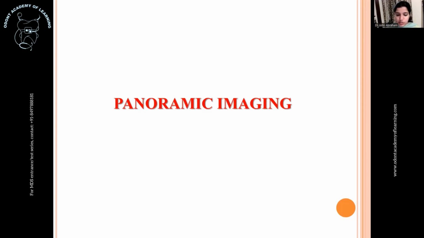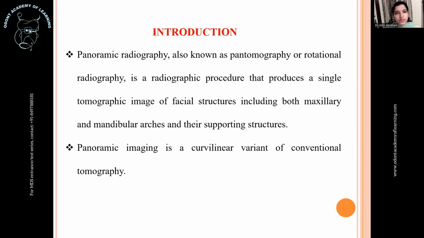a panoramic imaging. So what is panoramic radiography? It is otherwise known as panoramography or rotational radiography. It is a radiographic procedure that produces a single tomographic image of the facial structures, including both the maxillary and mandibular arches and their supported structures. So panoramic imaging is a curvilinear variant of conventional tomography. Basically, in a single X-ray, you're going to visualize the maxilla, mandible and the associated structures.